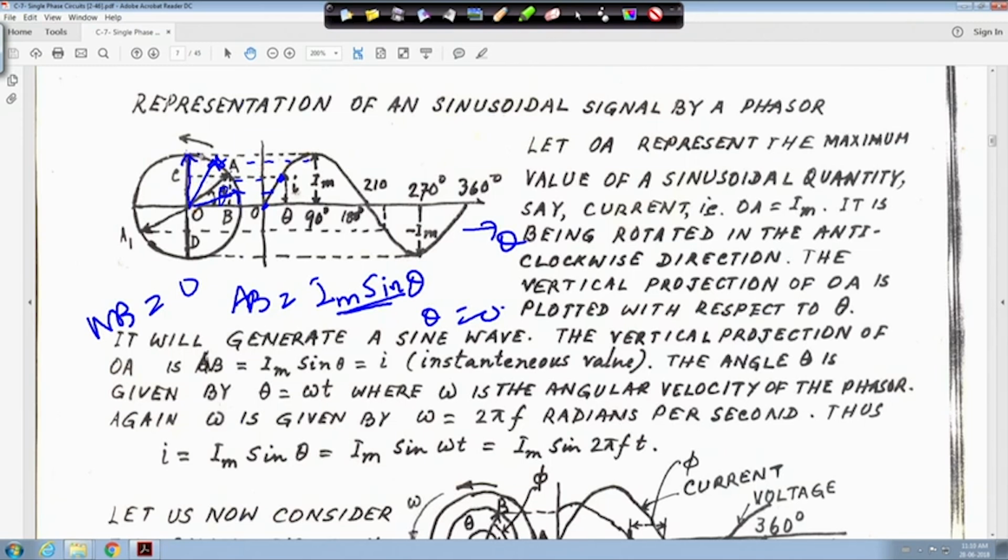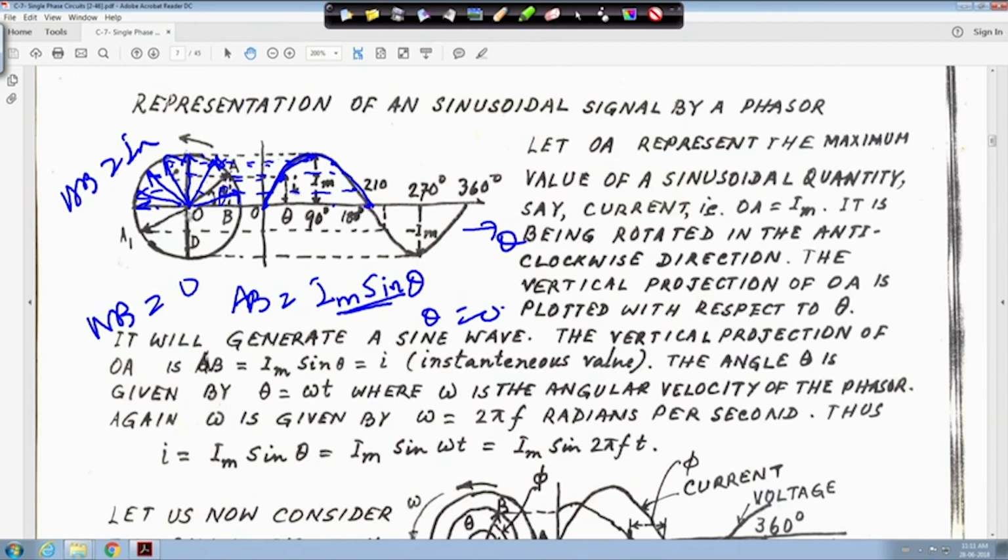Similarly, when theta is equal to 90 degrees, then AB is equal to Im. So take a projection here, this is the maximum value. If you plot this, the graph will come like this. Now when theta goes beyond 90 degrees, you again take the projection, and the point comes here as theta is increasing. Finally when theta is 180 degrees, it is again 0. If you take all these points, join and plot them, it will be a sine curve. That is the generation of the sine.